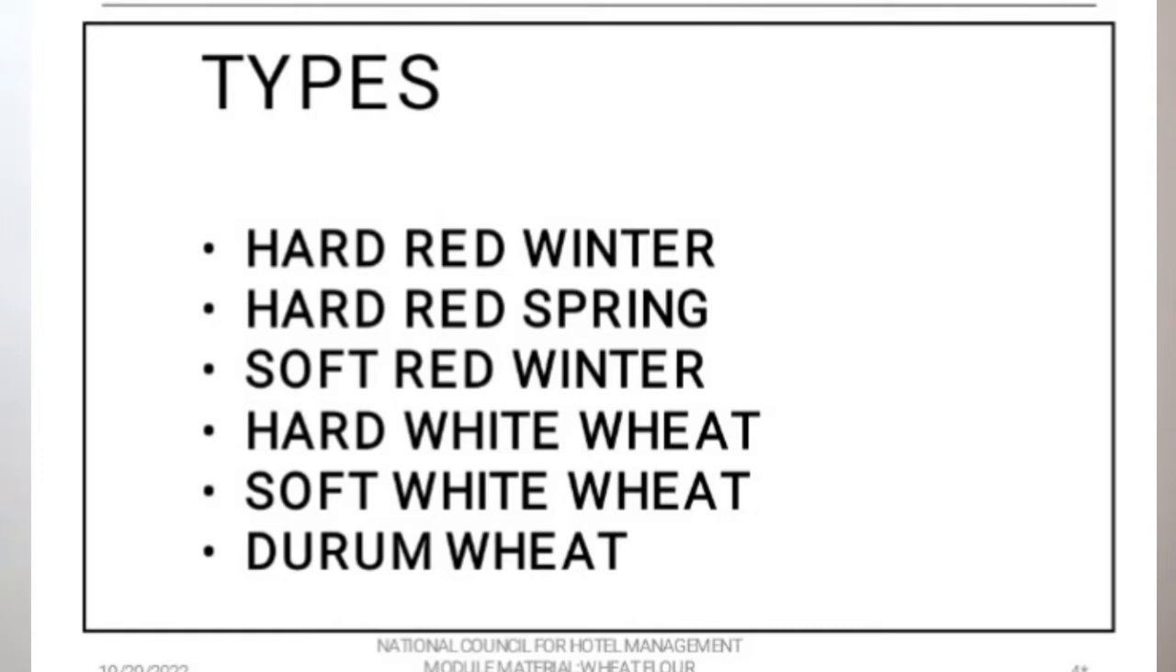According to the color and hardness of the wheat, it can be classified into hard red winter, hard red spring, soft red winter, hard white wheat, soft white wheat, and durum wheat. Durum is a wheat specially used for pasta based products because this wheat yields flour which has a higher protein content, so it is suitable for making pasta flours and pasta related products.